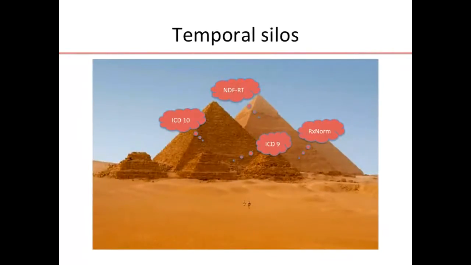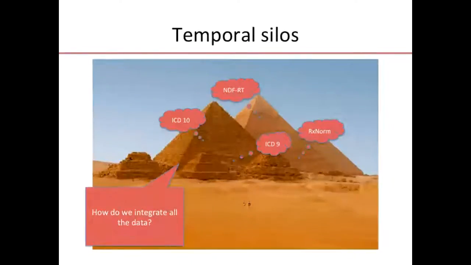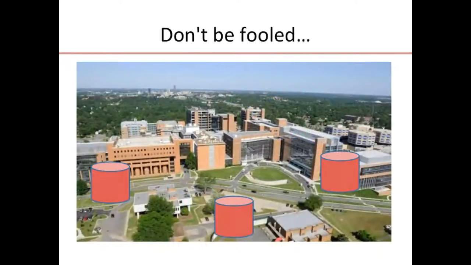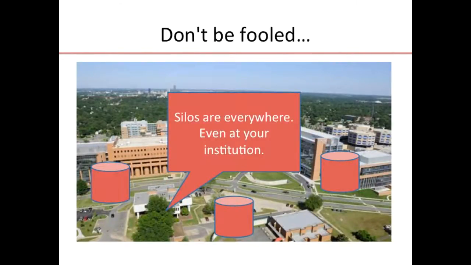Think about legacy data. Think about the fact that a few years back here at UAMS we used ICD-9 and now we use ICD-10. Think about a university that switched from RxNorm to NDF-RT to represent drug information. So the question is really, how do we deal with our silos, both spatial and temporal? And don't be fooled, I said that before, silos are everywhere. They're also here at our institution.